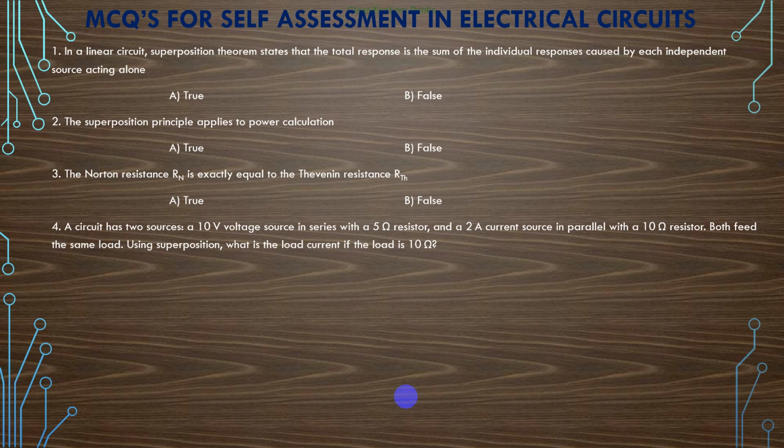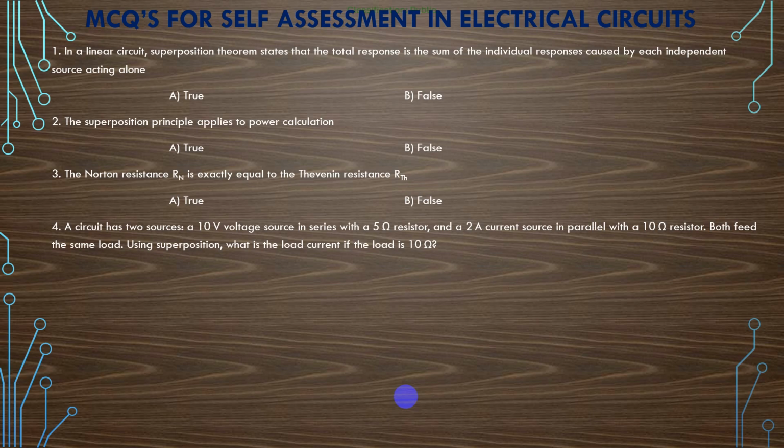On the right hand side, there is a load resistance. Before the 10 ohms load resistance, there is a 10 ohms resistor again and a 2 amperes current source. So these two, 10 ohms and 2 amperes, are in parallel. With this parallel, a series circuit is there with a 10 volt source and a 5 ohms resistance. So voltage and resistance are in series, current source and resistance are in parallel, and there is a load resistance. So like this, we have the complete circuit.